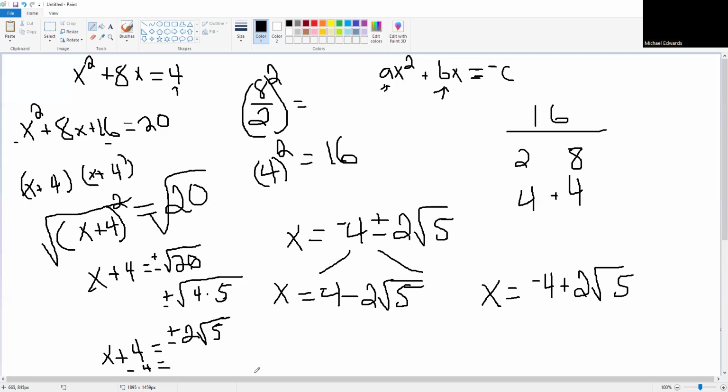Now, if you just use your calculator and you do the math, so you would say square root of 5 and then times 2 and then minus 4. You should come up with the right answers, which are negative 8.47. And this one is just 0.47.